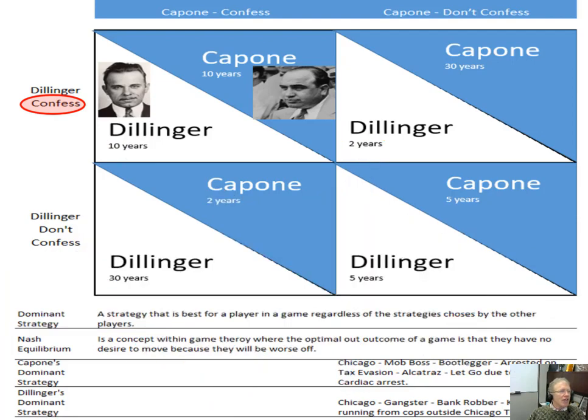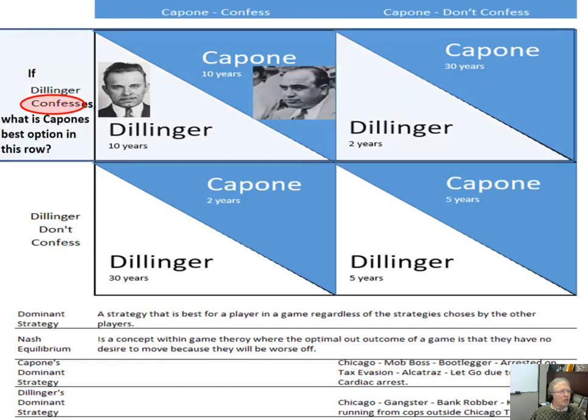Now, let's take a look at Capone. I'm going to leave Dillinger's dominant strategy up there, and let's take a look at what Capone will want to do depending upon what Dillinger does. If Dillinger confesses, Capone has 2 options. He can either choose to confess, the same as Dillinger, or he can choose not to confess, different than Dillinger. Well, if he chooses to confess, he only gets 10 years. But if he chooses not to confess, while Dillinger confesses, he gets 30 years. So what is Capone's best option in this row? His best option is to confess.